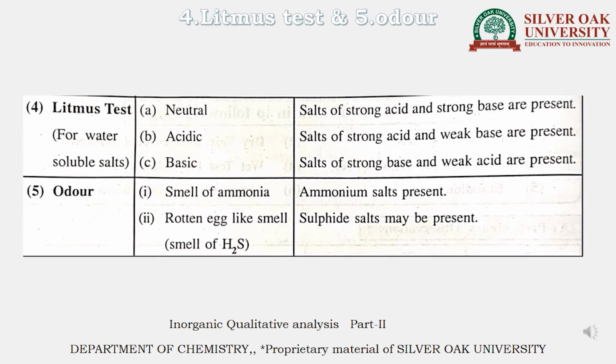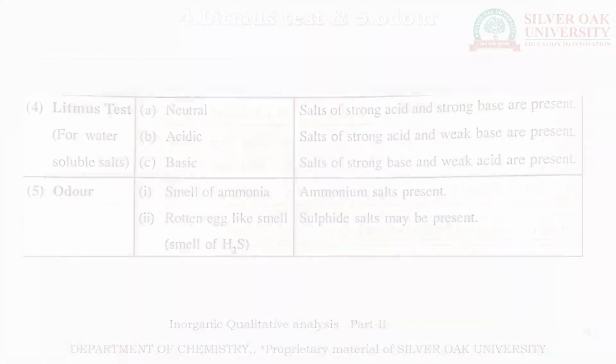And our second smell is a rotten egg like smell. So what is a rotten egg like smell? It is the same as our gas, hydrogen sulfide, H2S. H2S smells like a rotten egg. So if the salt smells like a rotten egg, then sulfide salt, S2-, may be present in your unknown salt or mixture. Now let's see the video of the litmus test.